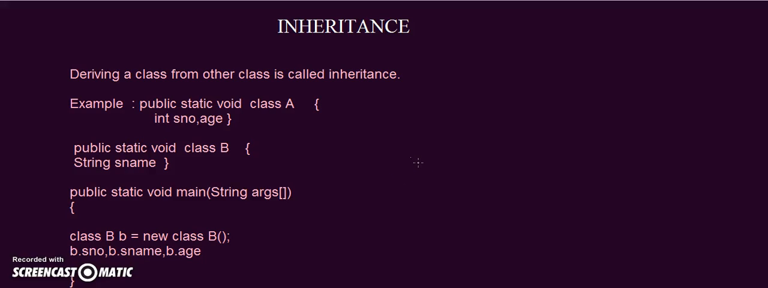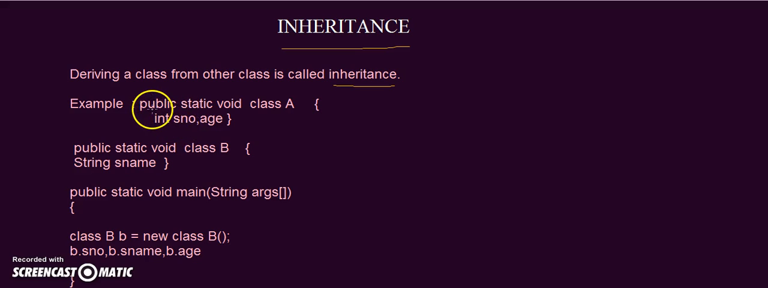In this session, we'll be discussing something called Java inheritance. So what is the concept called inheritance? We'll see now. Deriving a class from another class is called inheritance. If you have a class and you are trying to derive from that class, that is nothing but inheritance. Okay, so here is an example for that.